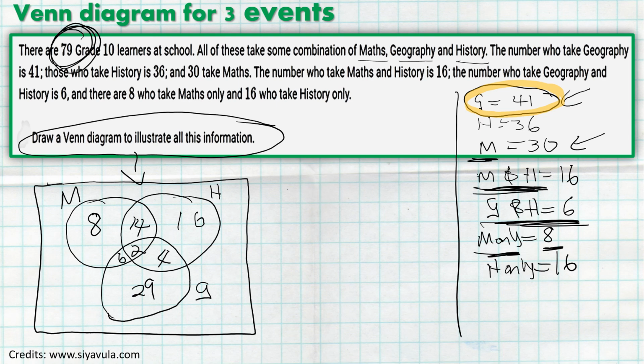If they say maths and geography is 16, they're not saying maths and geography only. They're saying the whole intersection for maths and geography is 16. So if you already have some value in that intersection, you have to subtract it from that whole total. Then you can sum up, equate and solve until you finally sketch your Venn diagram as required.